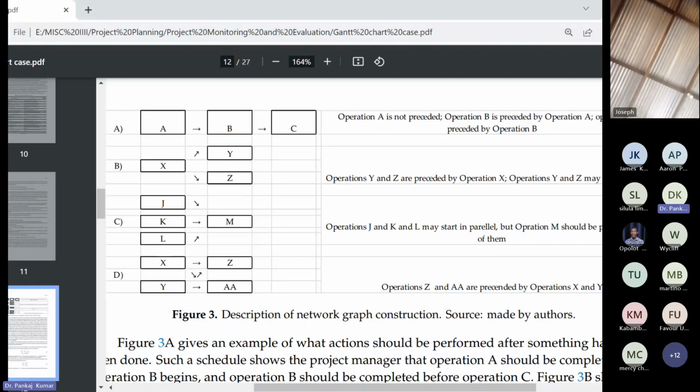So we will see operation A is not preceded, like none of the operations is before A, while operation B is preceded by operation A and operation C is preceded by operation B. It means that when operation A completes, then operation B will start, and when operation B finishes, then operation C will start. C can't start until A and B have been finished. This is the outcome. Have you got my words?